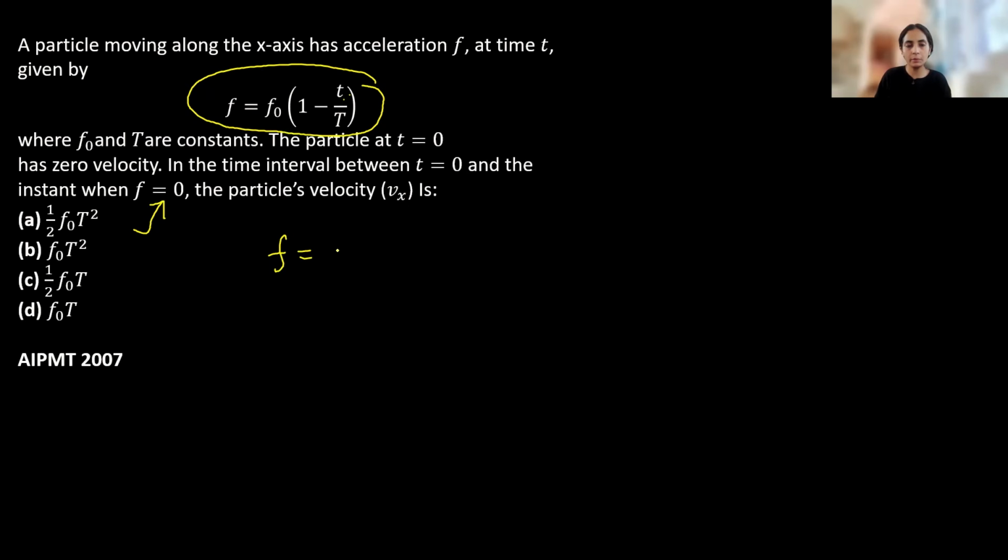So simple है यार, f equal to 0 करना है पहले. So first you need to calculate the time at which you are getting asked the particle's velocity. So f को 0 करो, that is f naught into 1 minus t by T is equal to 0.